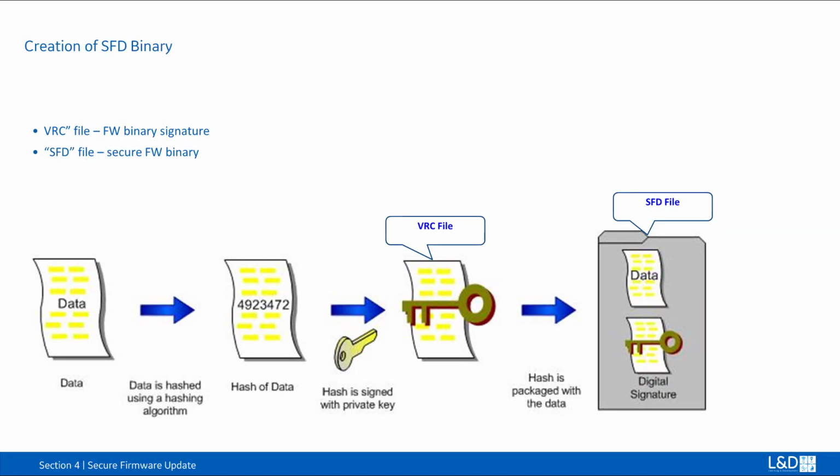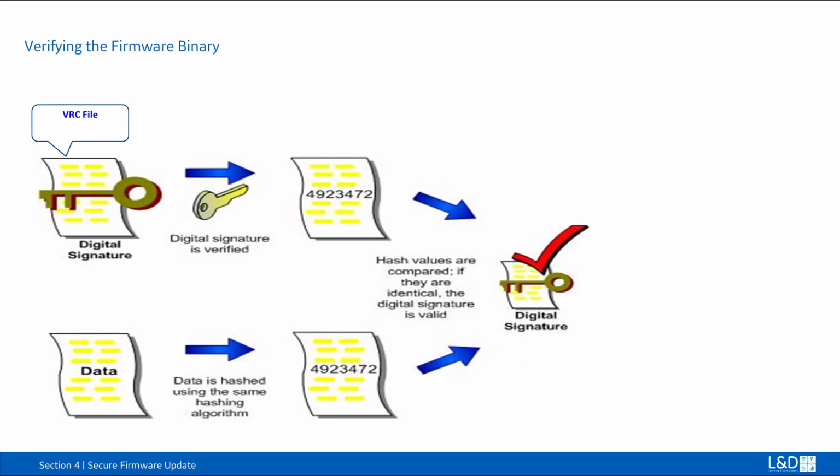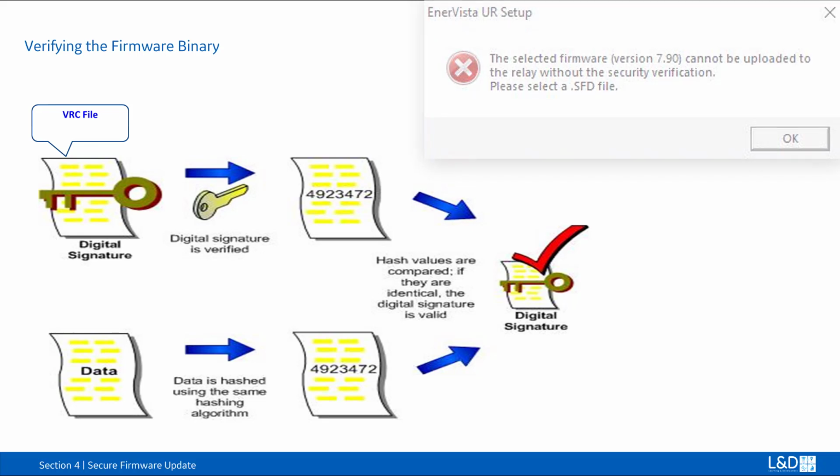During the creation of SFD file, data is hashed using SHA-256 secure hash algorithm. Then, hash is signed with private RSA key to get VRC file. And finally, hash is packed with the data to generate SFD file. Verification is done by EnerVista UR Setup with public RSA key. If verification passes, UR Setup software will do the firmware upgrade. If verification fails, it will block the firmware upgrade.